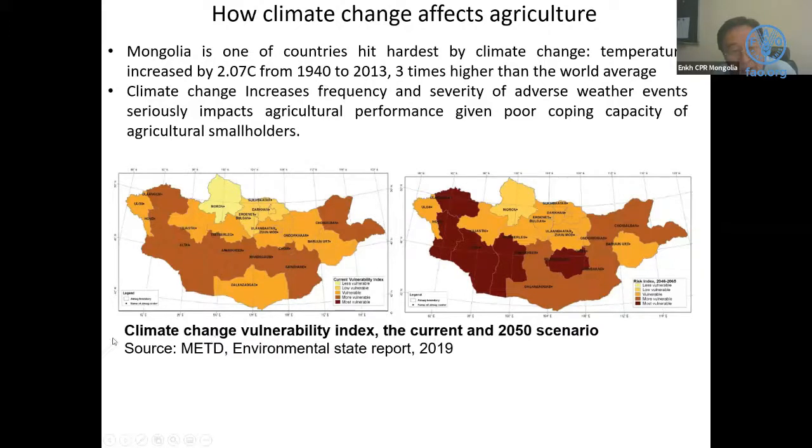And this is the climate change vulnerability index estimated by the Ministry of Environment and Tourism. Currently, Mongolia stands here, but by 2050, this vulnerability increases in many provinces. In general, because of the increase in temperature and drying out, Mongolia becomes more vulnerable to climate change.